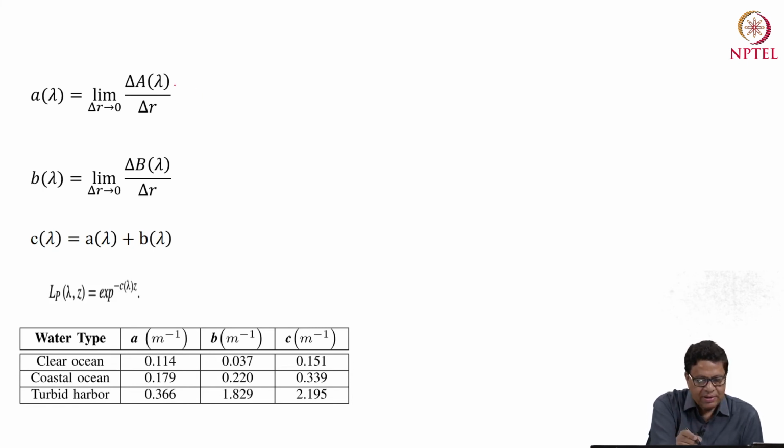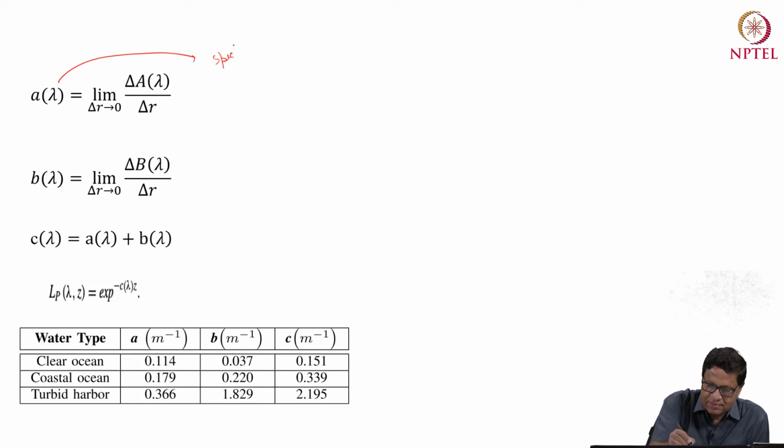Also define a parameter which is A lambda, and A lambda is actually the spectral absorption coefficient. So let us define this as spectral absorption coefficient. This is how we will characterize the loss inside the water.